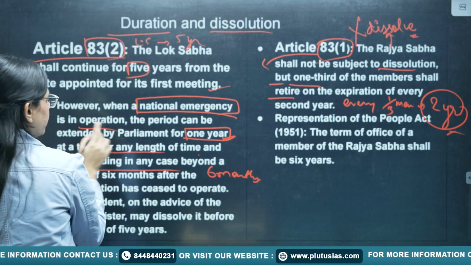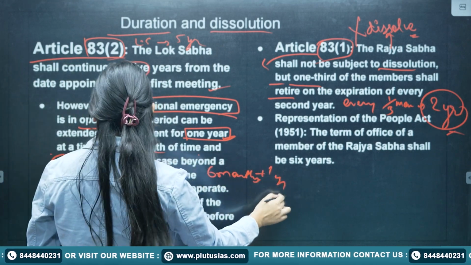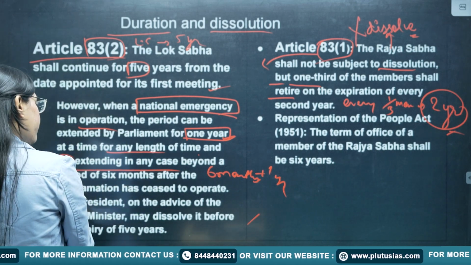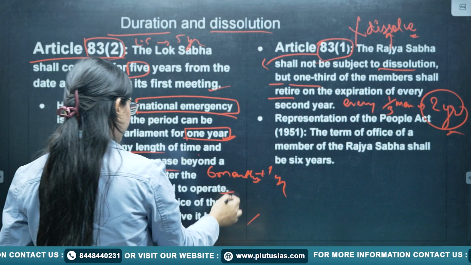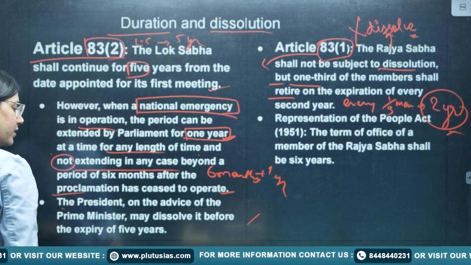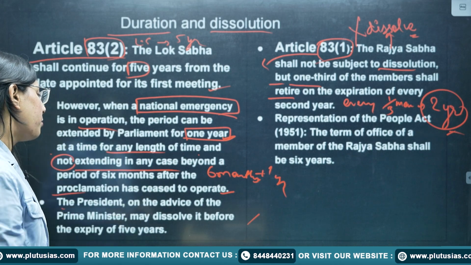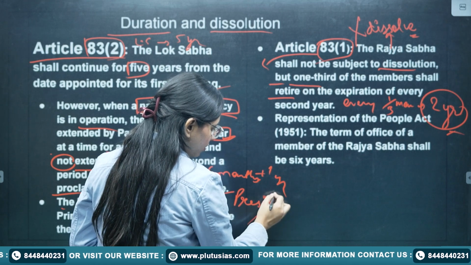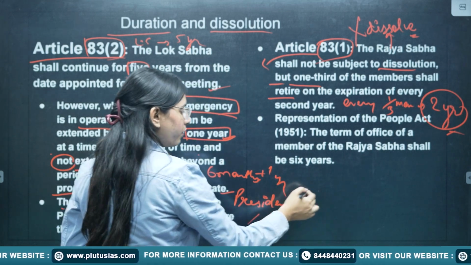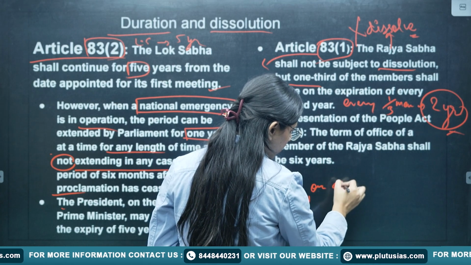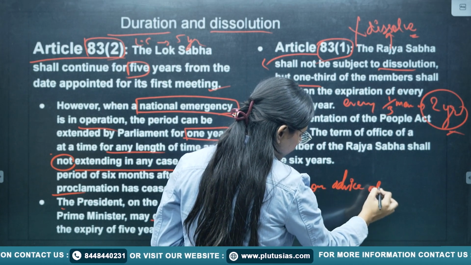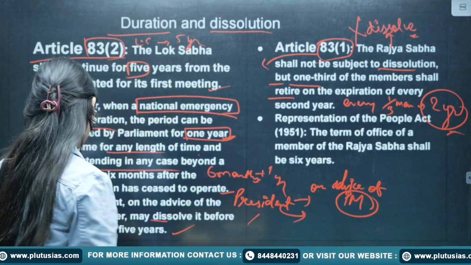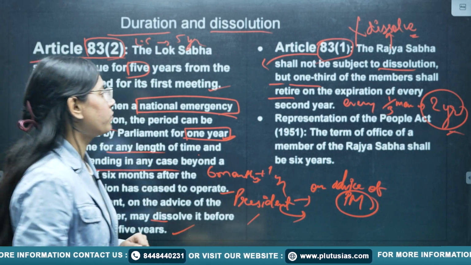After that, we can extend our parliament for 1 year. Okay, for any length of time, not extending in cases beyond the period of 6 months after the proclamation has ceased to operate. Okay. After that, we can see the president on the advice of the prime minister may dissolve. President can dissolve Lok Sabha on the advice of the Prime Minister. President can dissolve it before the expiry of 5 years too.